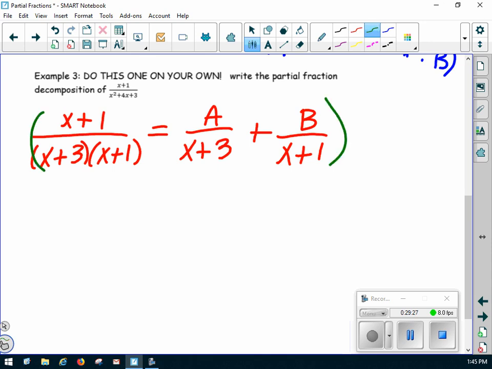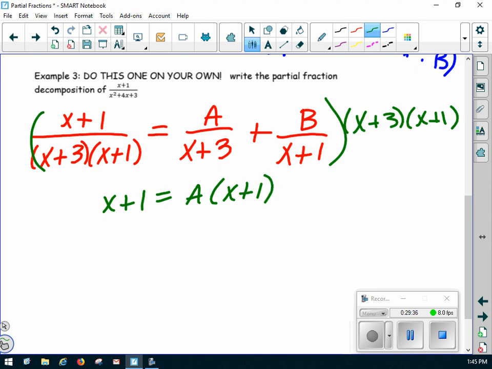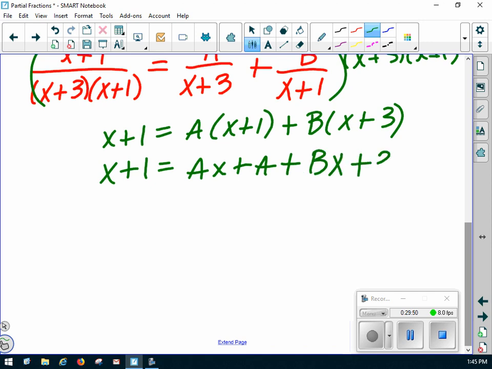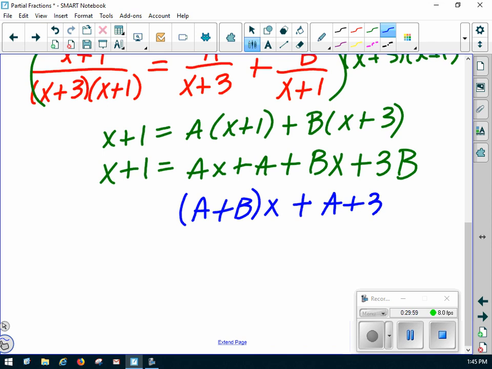I'm going to go through this fairly quickly. We're multiplying by x plus 3 times x plus 1. So you get x plus 1 equals... So far, so good? If we distribute, we get x plus 1 equals ax plus a plus b x plus 3b. You got a plus b times x plus a plus 3b?